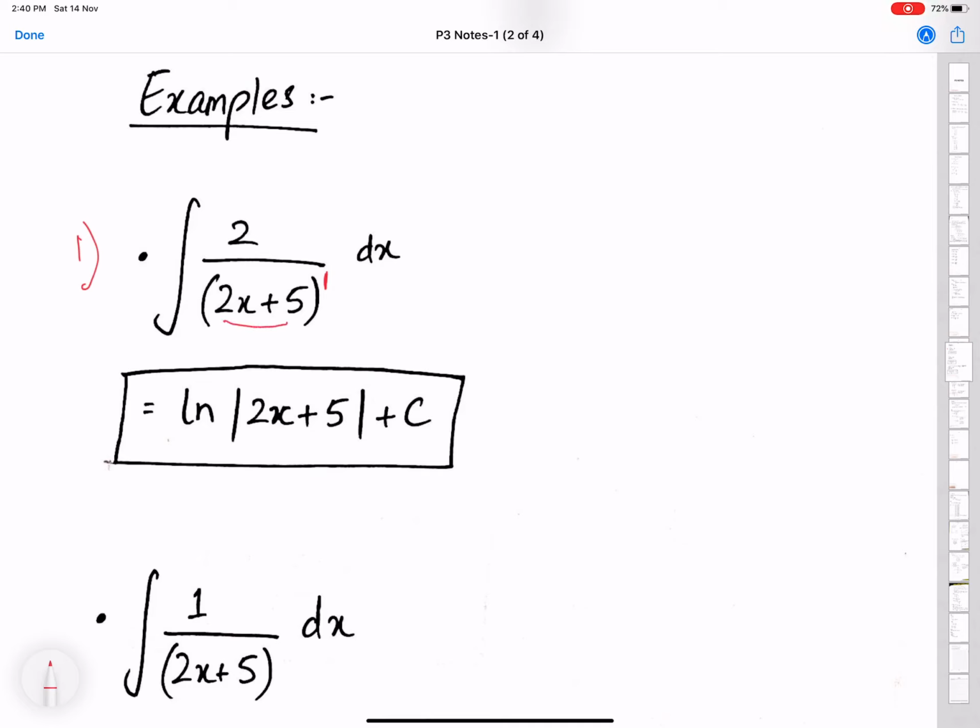The differential of this function is 2 and it is there with dx. Therefore we can easily integrate this function by using basic formula number 2, and the integral of this function will be ln times the function, but the function must be in modulus because ln is always defined for positive values. So make sure you always write modulus.